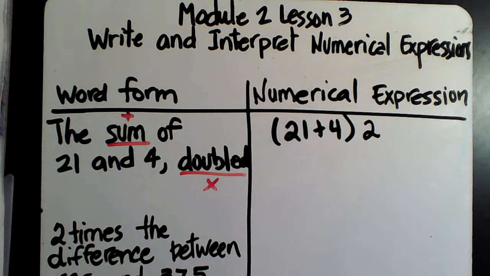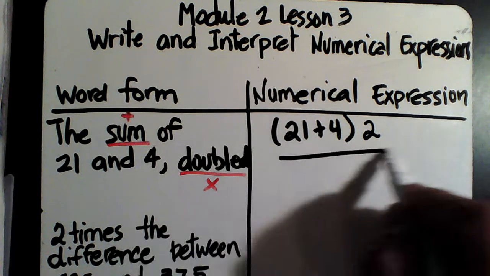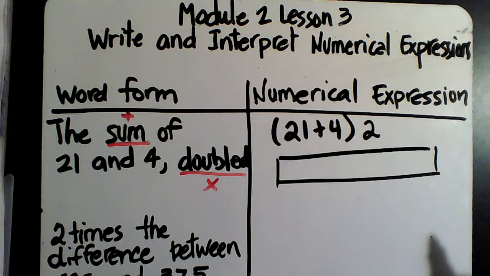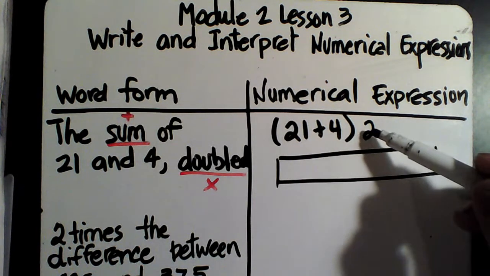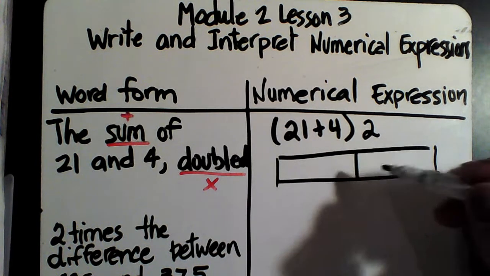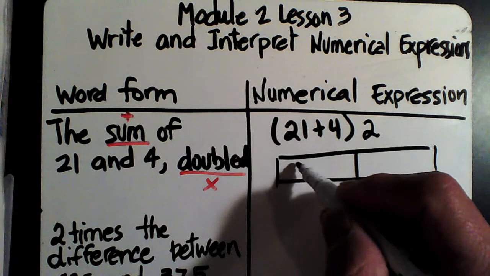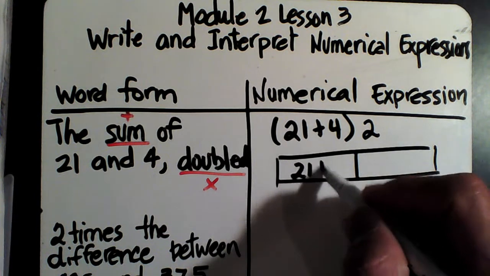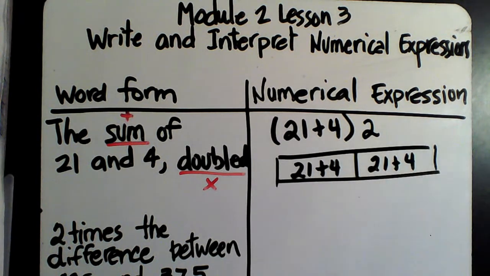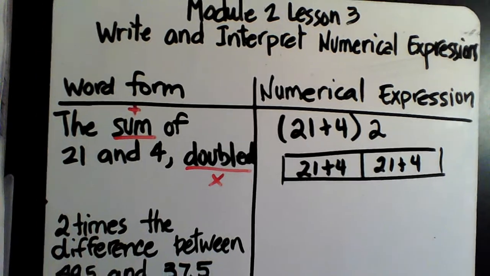So now, when we have this on a tape diagram, this is how you would show it. So we have 2 times this number, right? How can we show 2 times this number? Let's break that one in half. So this is 21 plus 4, and this is 21 plus 4. So that is 2 times. Okay, that will be the tape diagram for that one.